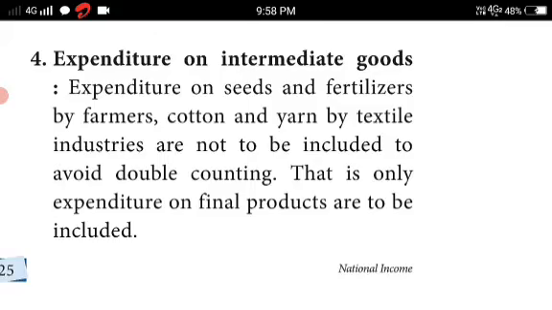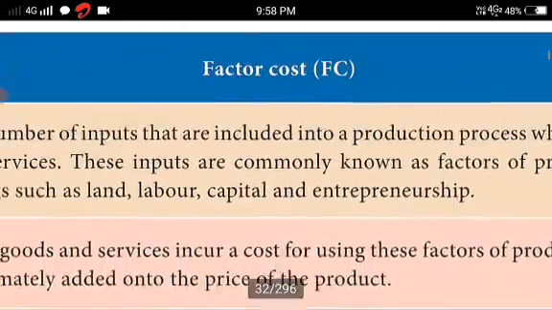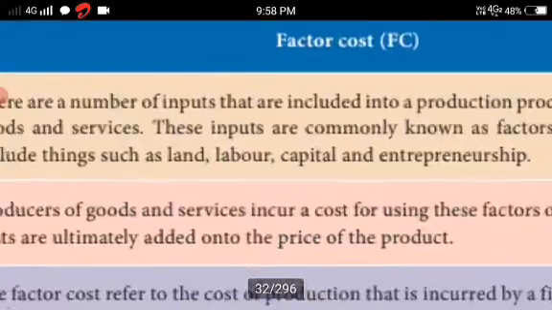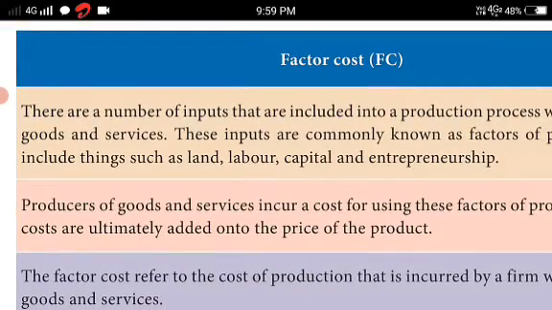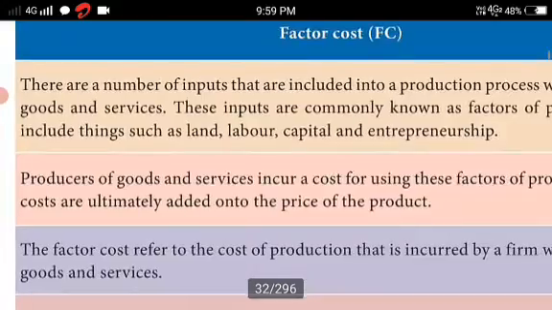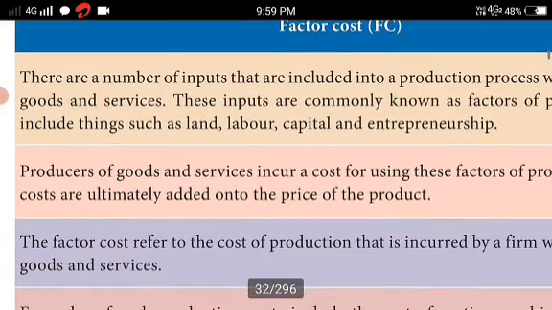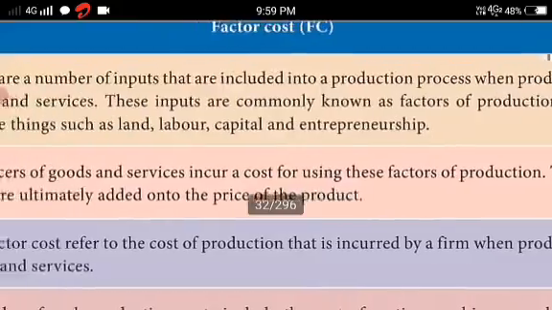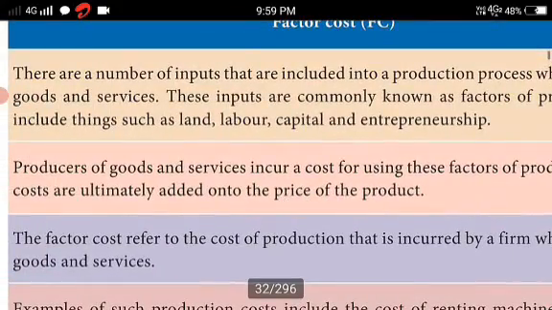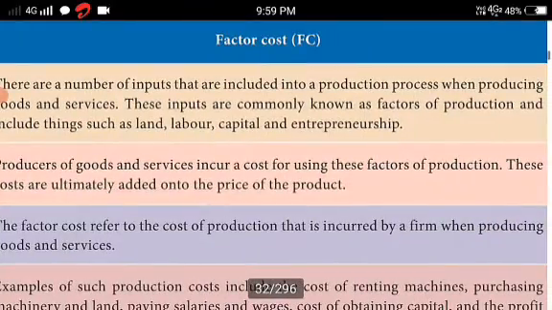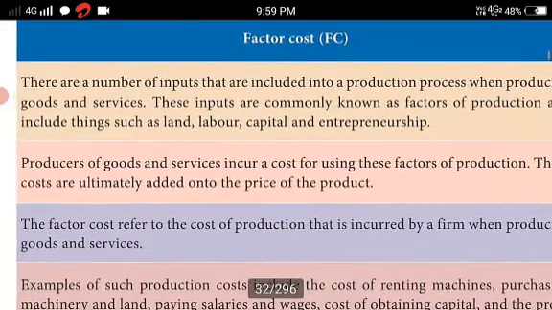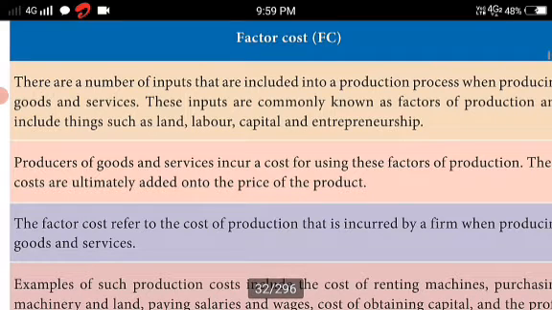Able to understand? Okay. Next we are going to see FC. What is FC? Factor cost. And MP, market price. See here, there are a number of inputs that are included in a production process when we are producing goods and services. These inputs are commonly known as factors of production and include things such as land, labor, capital and entrepreneurship. These are the factors we know, which is called FC, factor cost.